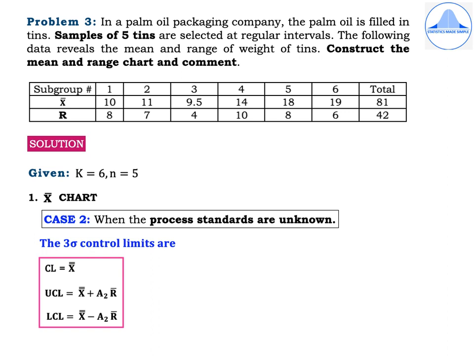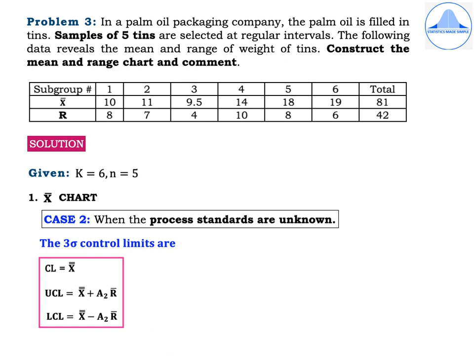Problem 3. In a palm oil packaging company, the palm oil is filled in tins. Samples of 5 tins are selected at regular intervals. The following data reveals the mean and range of weight of tins. Construct the mean and range chart and comment.